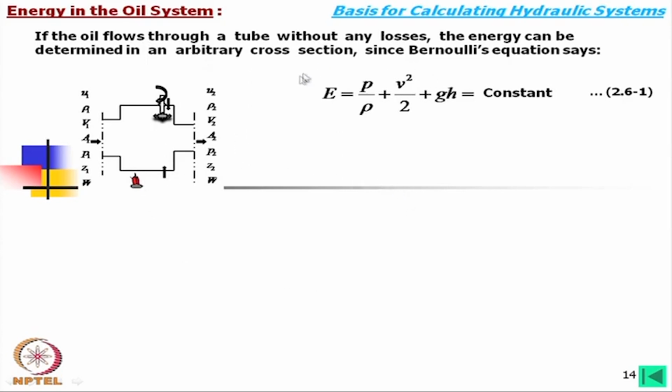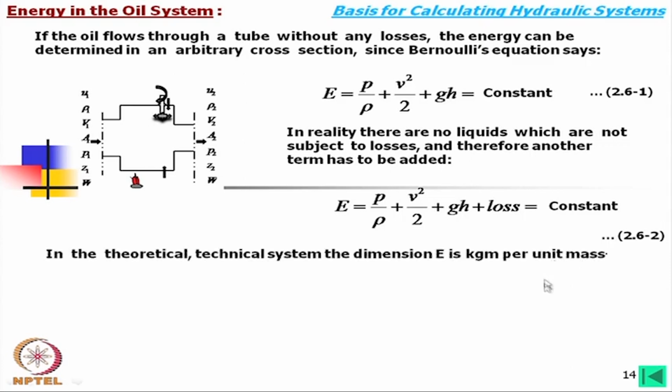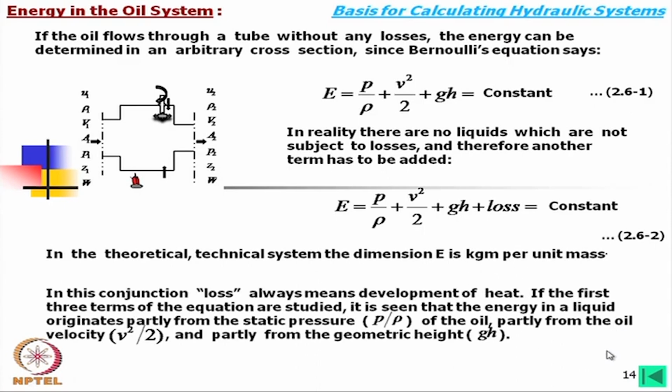Now, usually we will write the equation following Bernoulli's equation, but there are losses. In reality, there are no liquids which are not subjected to losses, and therefore another term has to be added. By adding this loss, it becomes a constant. In the theoretical or technical system, the dimension of E is kg centimeter per unit mass, and in SI units it will be slightly different. In this connection, loss always means development of heat.